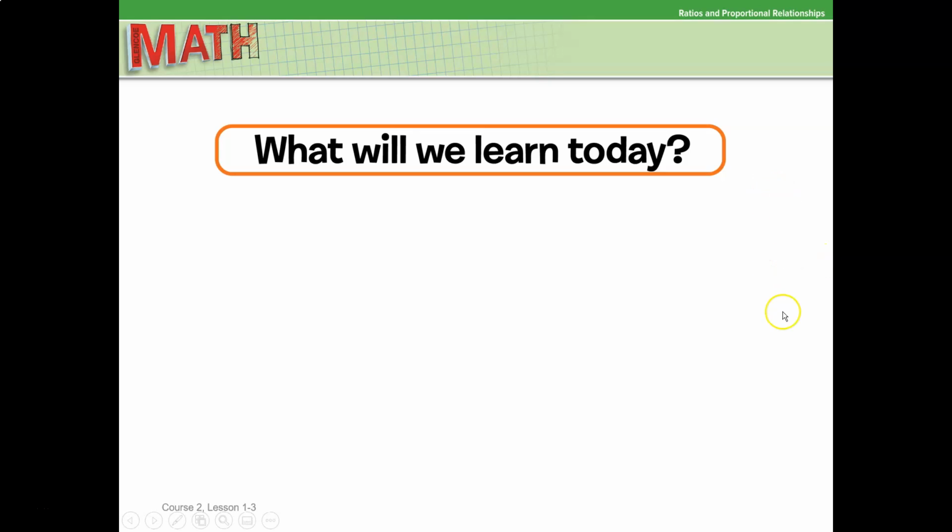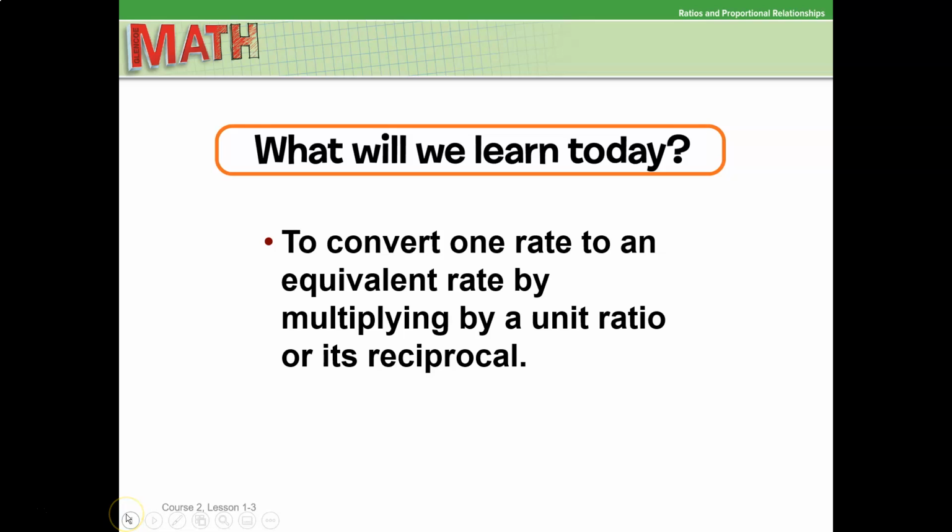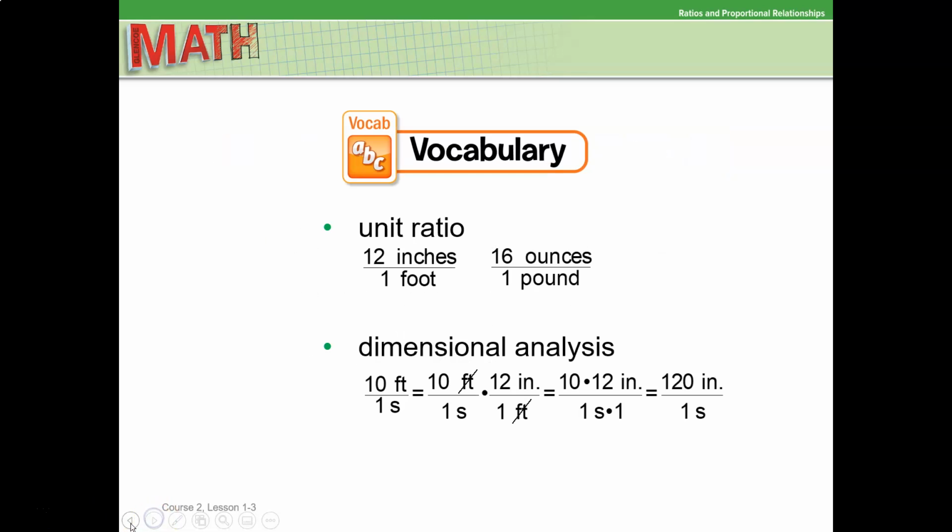On Thursday, we went over reviewing unit rates and converting them. We said to convert one rate to an equivalent rate by multiplying by a unit rate or its reciprocal, which is what we were working on. We talked about a unit ratio, like inches to feet, and we were going to use dimensional analysis. We're going to review that today and do some more questions so you truly understand how to do this.